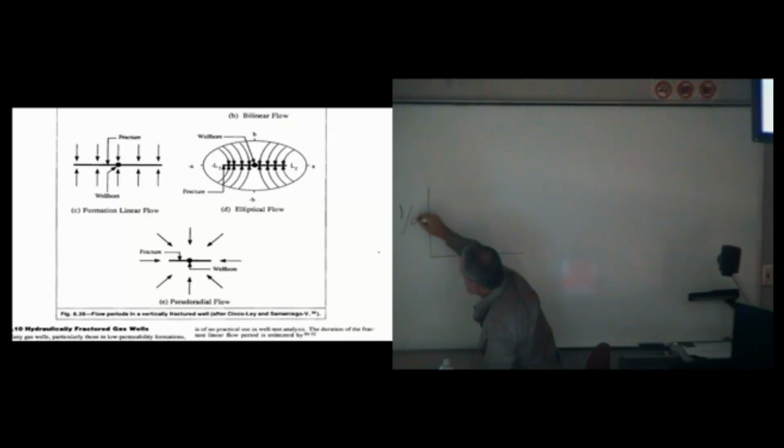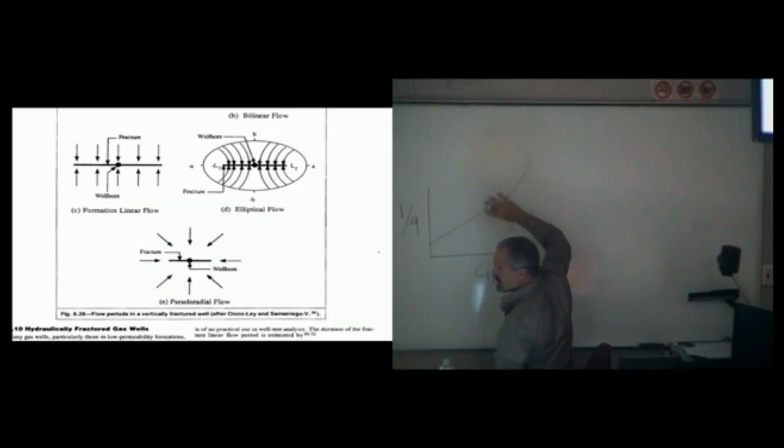You'll see this when we get to Chapter 9. My favorite plot is rate versus cume. And you'll get a straight line. And then you'll get a curve. It's reciprocal rate, so upside down this would look like a log-log type curve. Usually this is half slope, but because it doesn't intersect the origin, it's not exactly half slope.